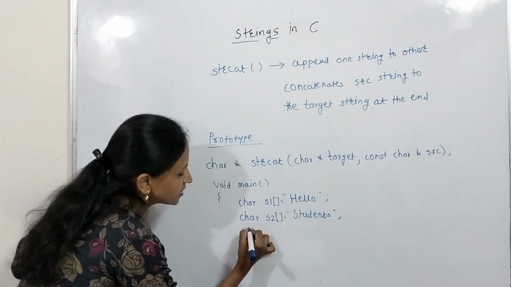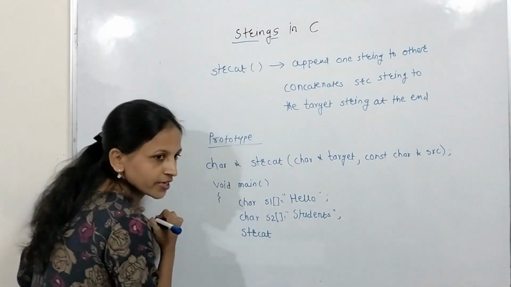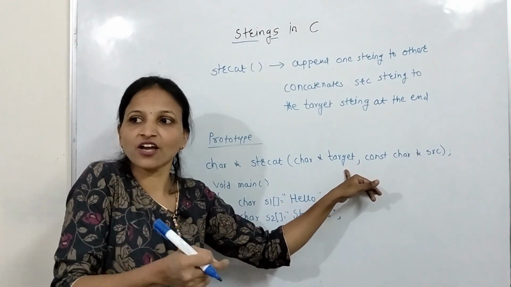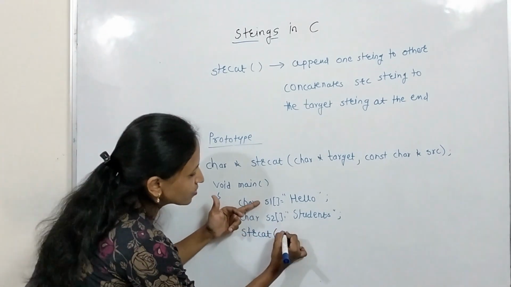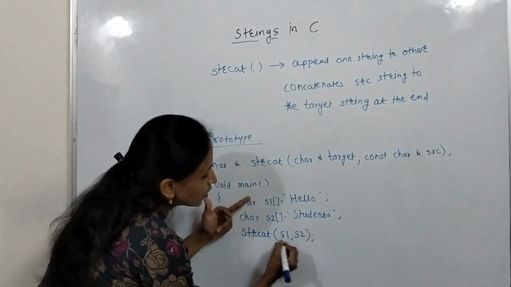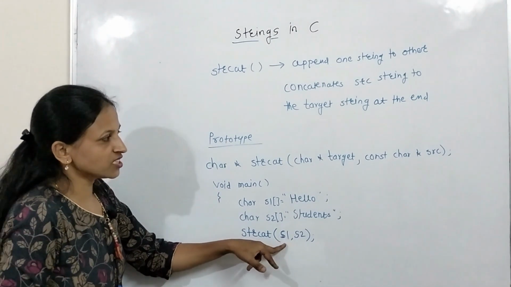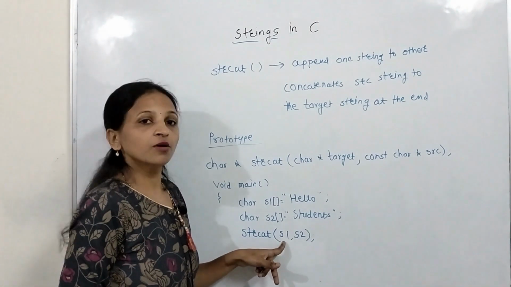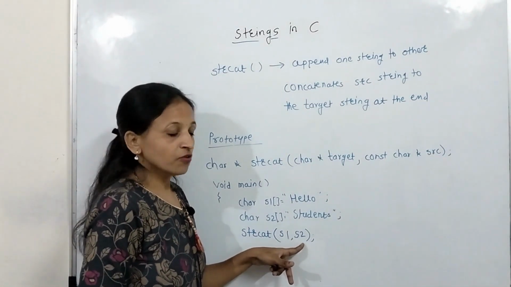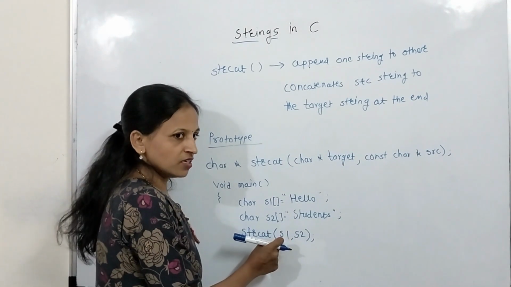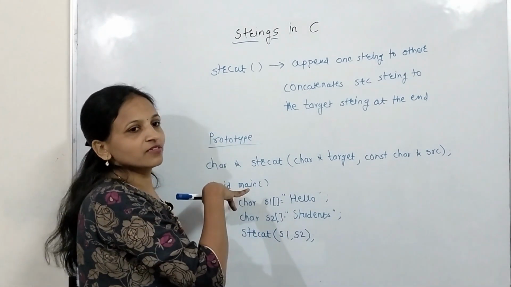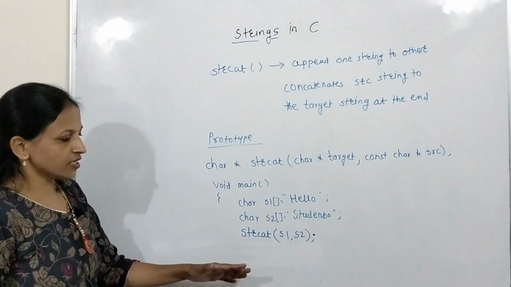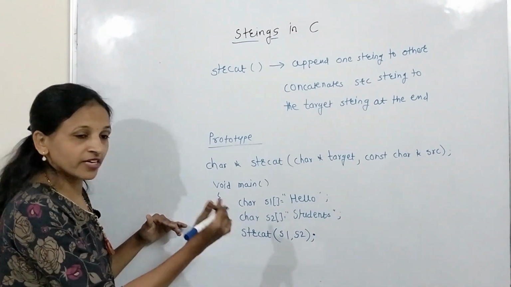See, in this way, strcat, string concatenation. First I have to write the target string, meaning to which I want to attach. That is nothing but s1, and then s2. Now here only s1 will get modified. Only s1 will be modified, s2 will be as it is. We are attaching s2 to s1 and it will return s1. This is the prototype.